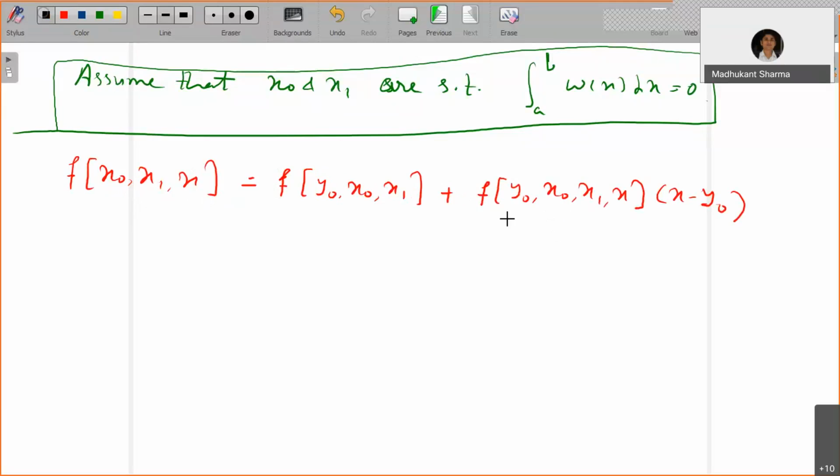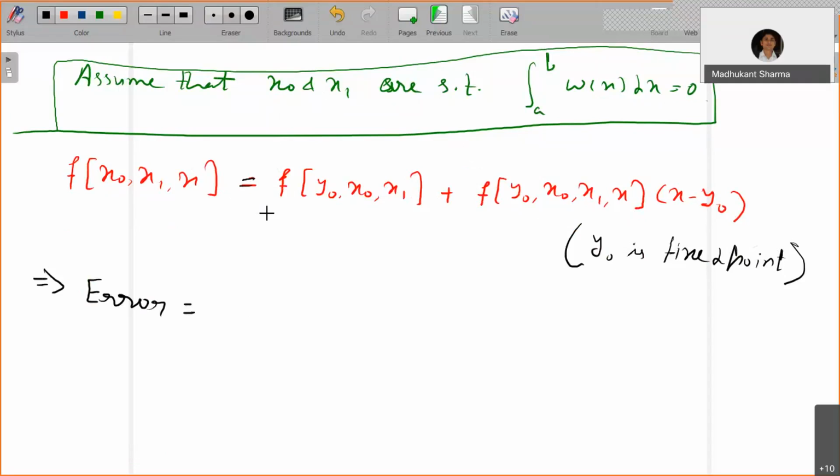Here y0 is a fixed point, not a variable. It is a fixed point that we will choose later, comfortably, like we chose c equal to (a+b)/2 earlier. Similarly, we will make that choice here. Now, since we assumed that x0 and x1 are such that the integral of w(x) dx is 0, you multiply by w(x) and integrate. The first term is a constant and comes out, so its integral is 0, and it will not contribute anything.